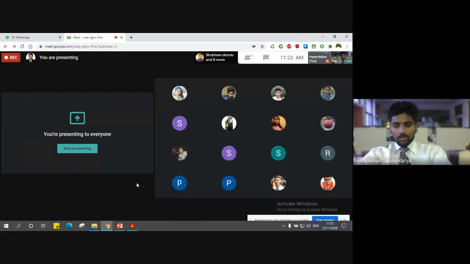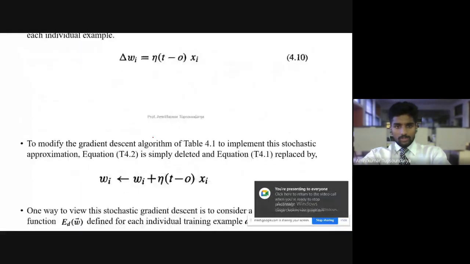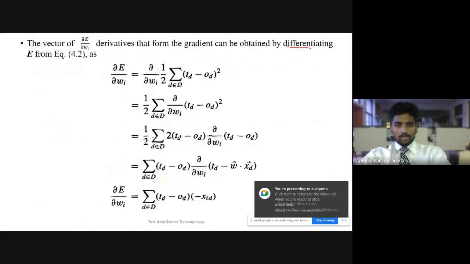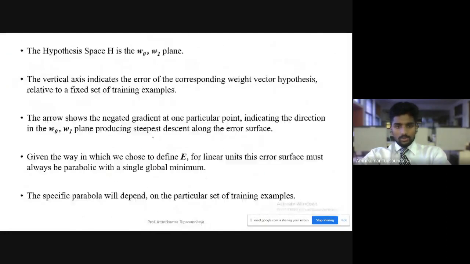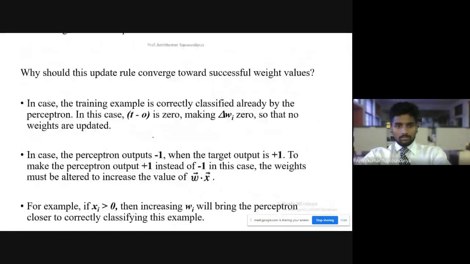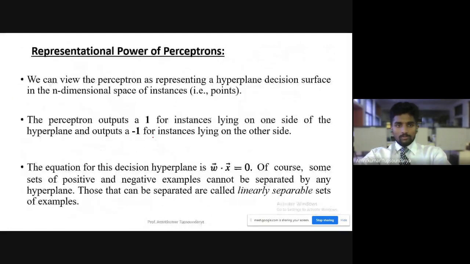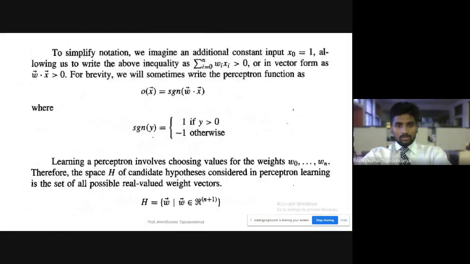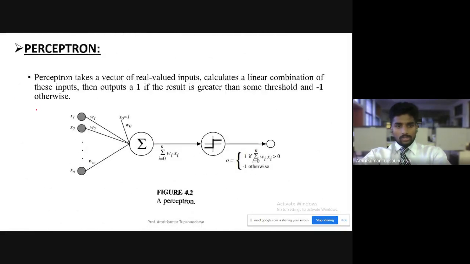Right. So keep in mind that whatever we are discussing now is all with respect to the single unit perceptron, right? Linear unit perceptron. So let me show you the diagram. So whatever discussion we had so far is with respect to the single unit perceptron. This is the single perceptron, right?